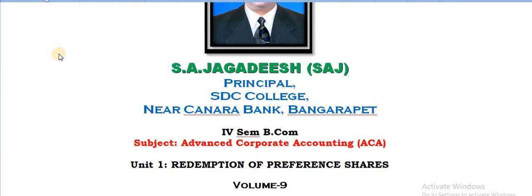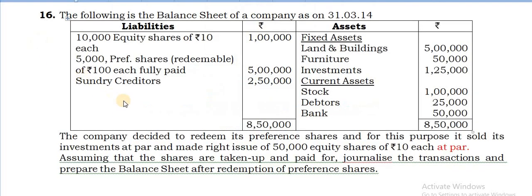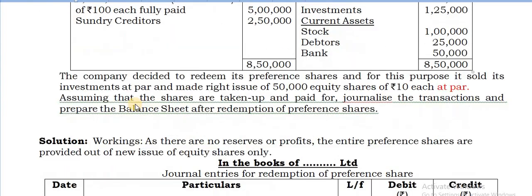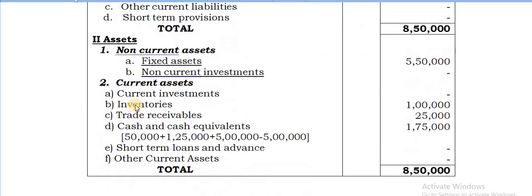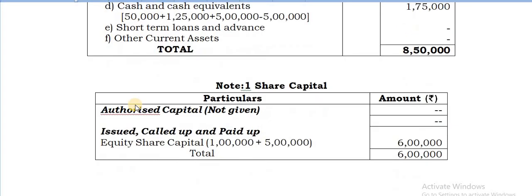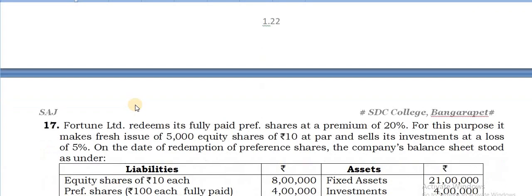So here we go with the 9th volume of the chapter Redemption of Preference Shares. In the last class, we learned how to prepare a balance sheet. The 16th problem was the last problem which we did in the last class. We go for the next question.